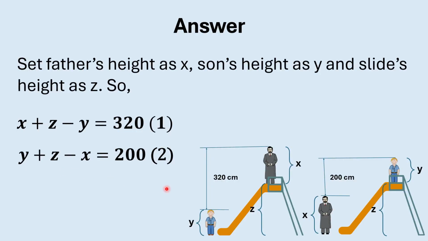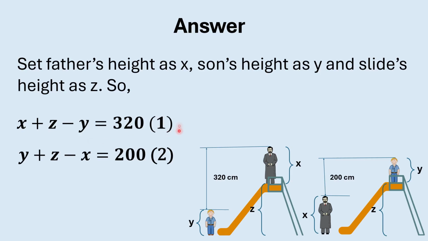This indicates that if we add equations 1 and 2 together, for the left side, this x and this minus x, this y and this minus y, will cancel themselves out, only leaving z in the equation. So this will be easy to solve.